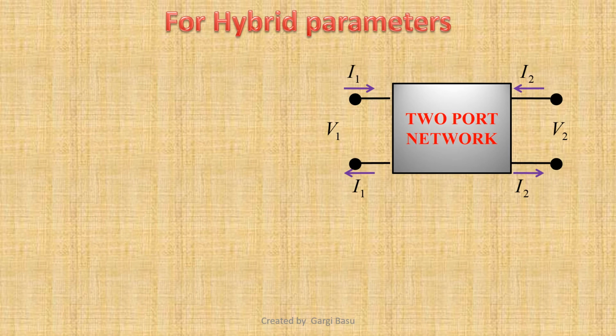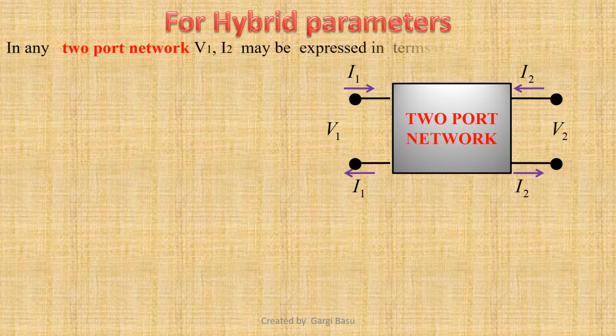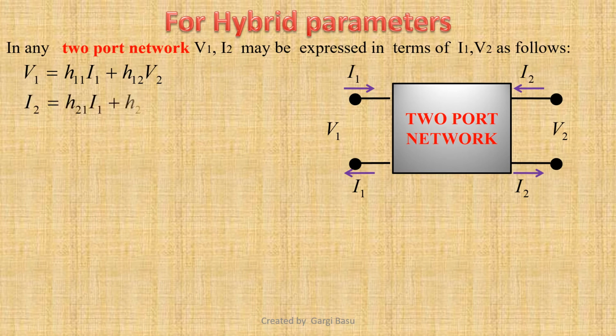Hybrid parameters are widely used in the field of electronics. Let us now derive the condition for reciprocity for hybrid parameters, or simply called H parameters. When we describe a two-port network using H parameters, we express the input port voltage V1 and output port current I2 in terms of input port current I1 and output port voltage V2. The linear equations used in this case are V1 equals H11 I1 plus H12 V2 and I2 equals H21 I1 plus H22 V2.